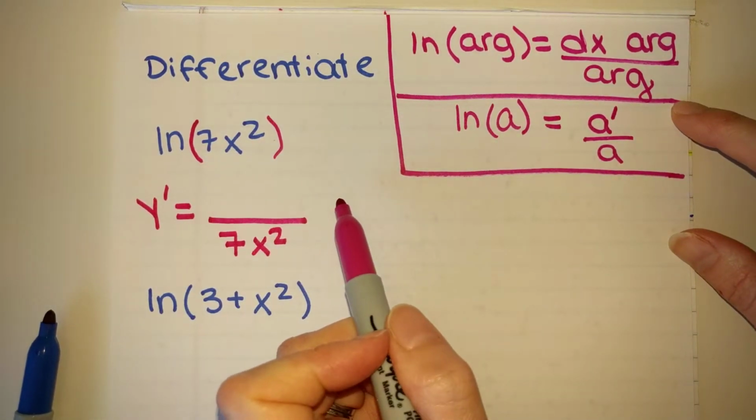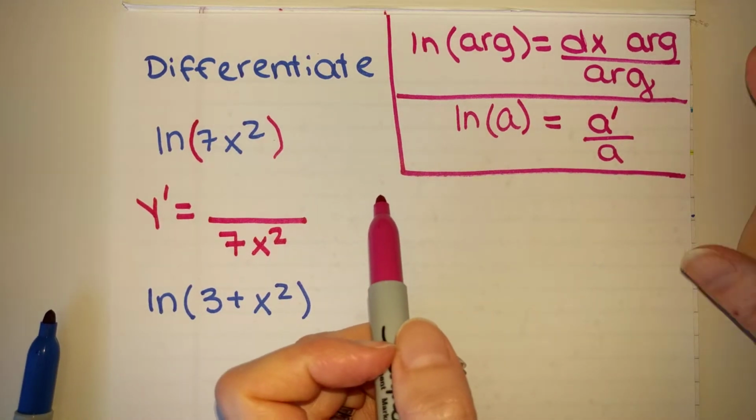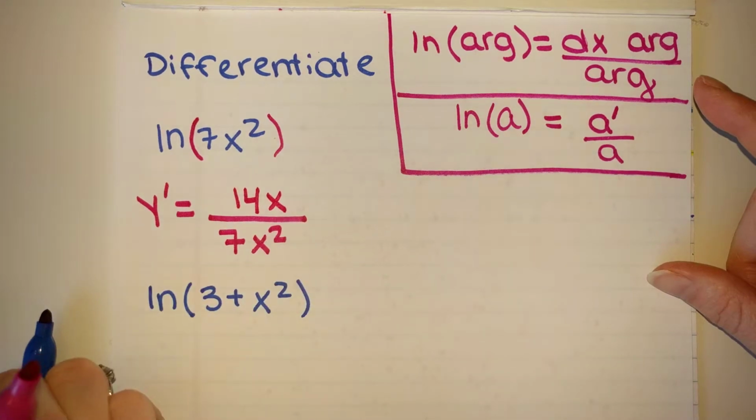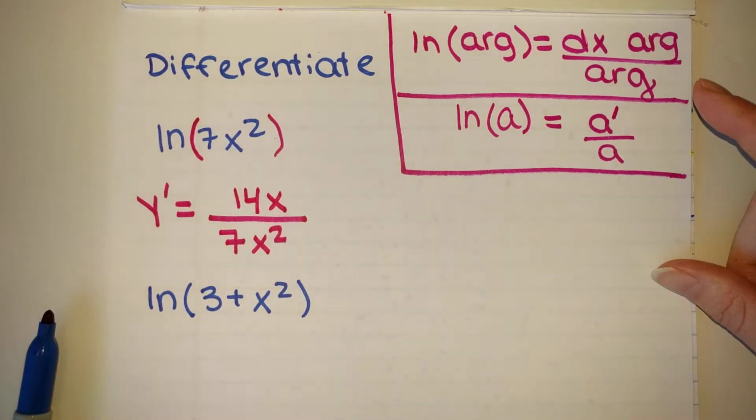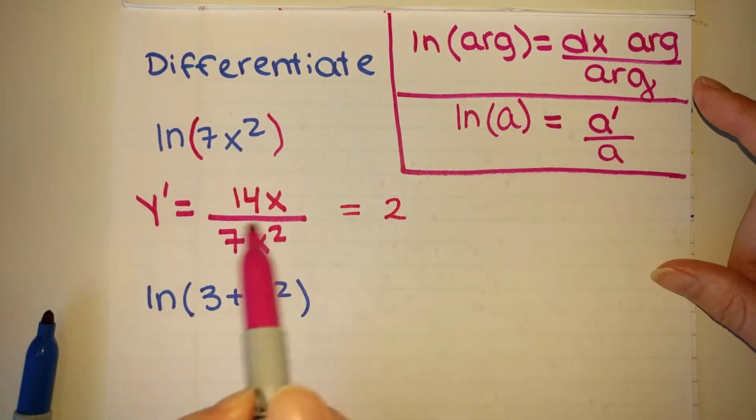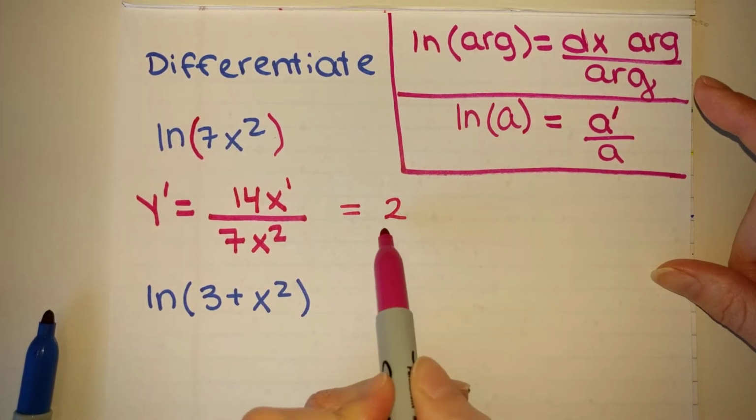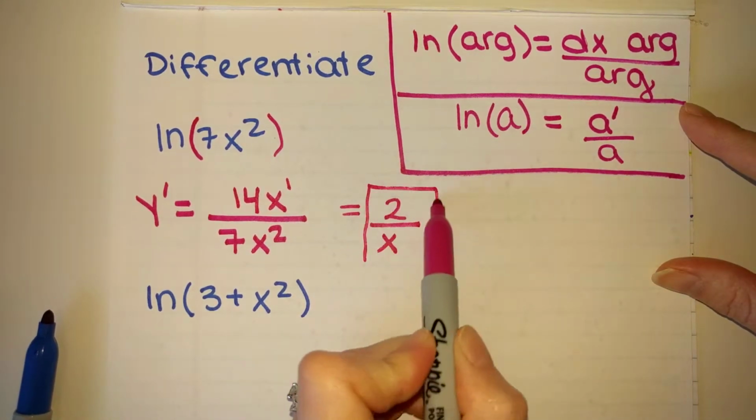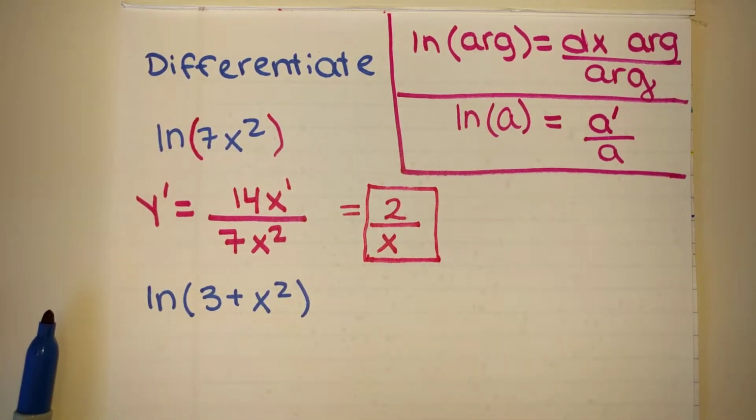And then in the numerator, we take the derivative of what we just wrote down. So 7x squared becomes 14x when we take the derivative. Now you then need to simplify. So the 14 over 7 becomes 2. The x to the first over x squared will leave you with just an x in the denominator. So we have that this derivative will be 2 over x.